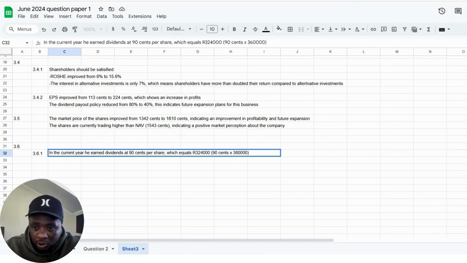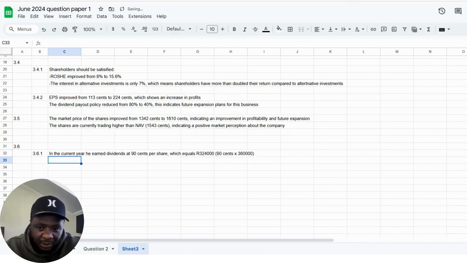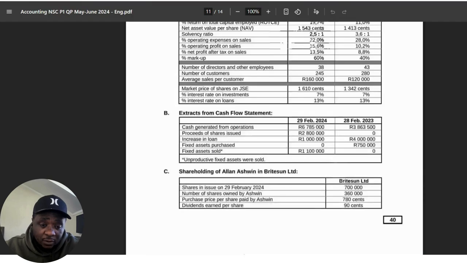Okay, cool. So that's the first point, that he would be pleased because in the current year that's how much he earned. And then the other thing that we would point out is the amount he paid for those shares, because he paid 780 cents, and now these shares are currently trading at almost double the value. In fact, double the value, because if it was 800 cents, that is. So it's basically trading at double the value.